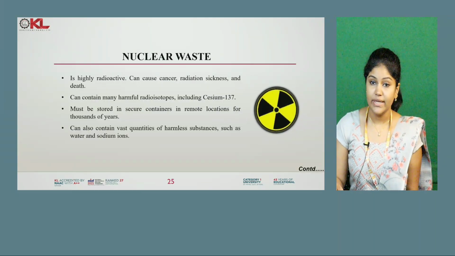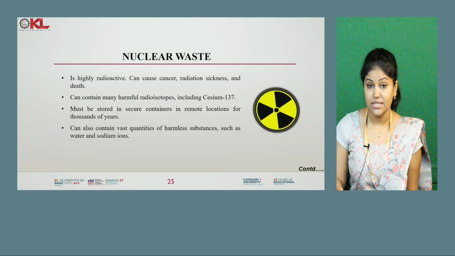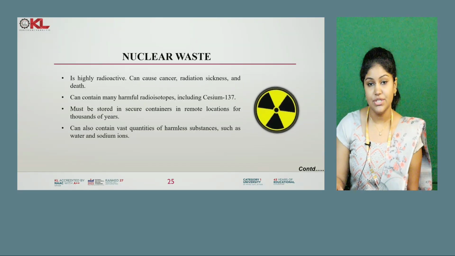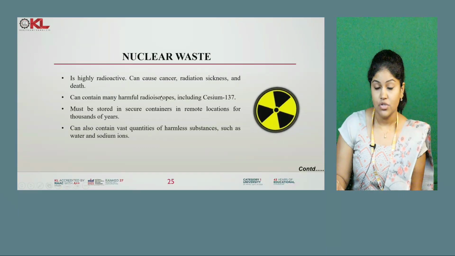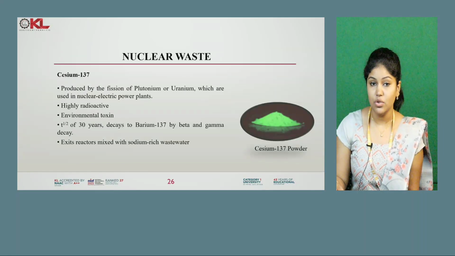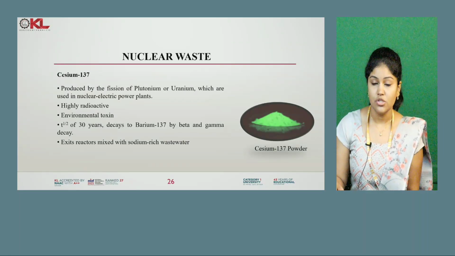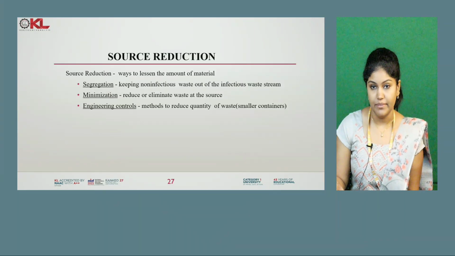Coming to the nuclear waste. Nuclear waste is highly radioactive. So it can cause cancer, radiation sickness, death, etc. For example, cesium-137 is one of the harmful radioactive isotopes. Such quantities will cause harm to the environment as well as human beings. Here you can see the cesium-137. It is produced by the fission of plutonium or uranium. It is highly radioactive and it is very toxic in the environment.